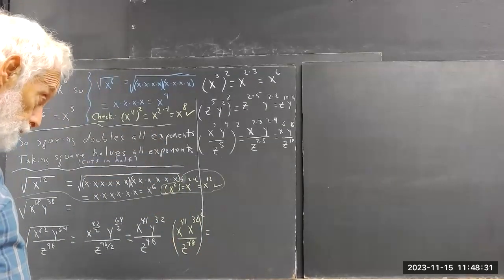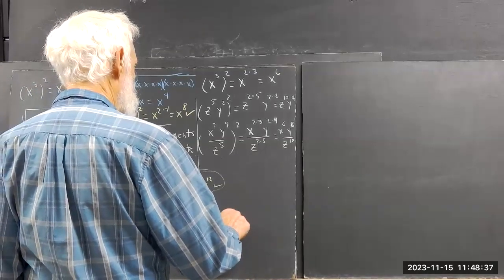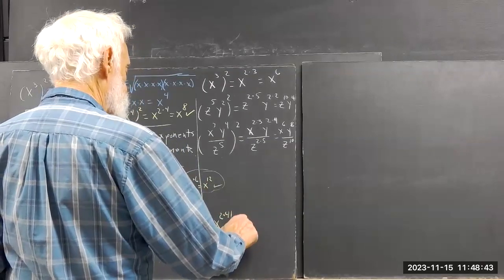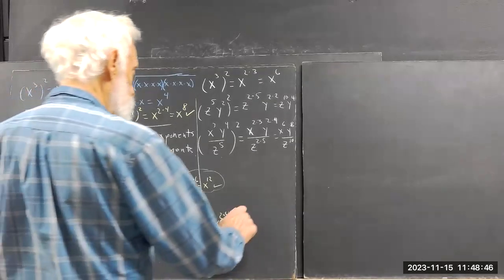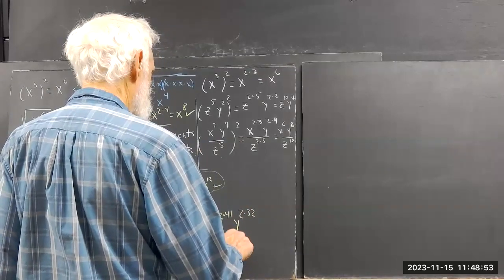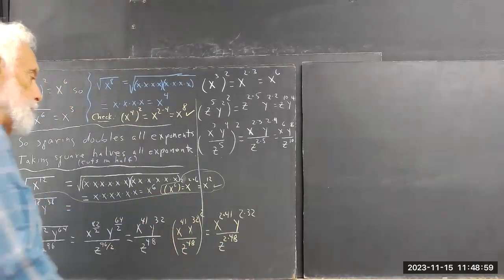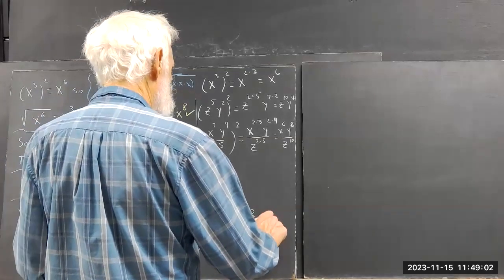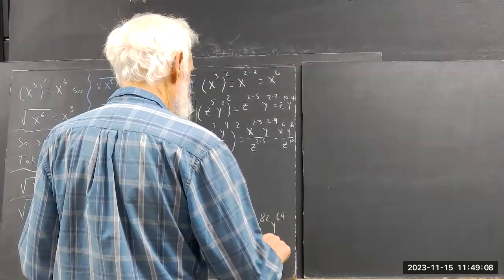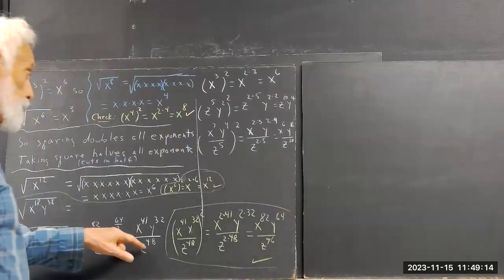If we square this, we get x to the 2 times 41, times y to the 2 times 32, divided by z to the 2 times 48, which is x to the 82, y to the 64, over z to the 96. Okay, it has to work if you cut all these powers in half.